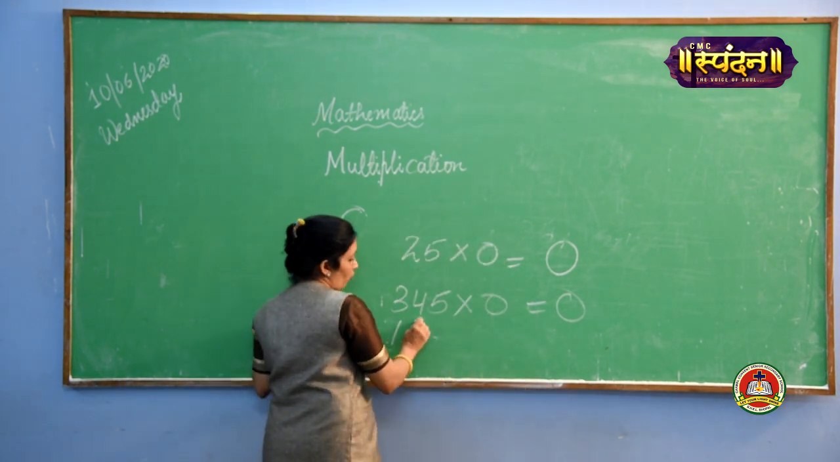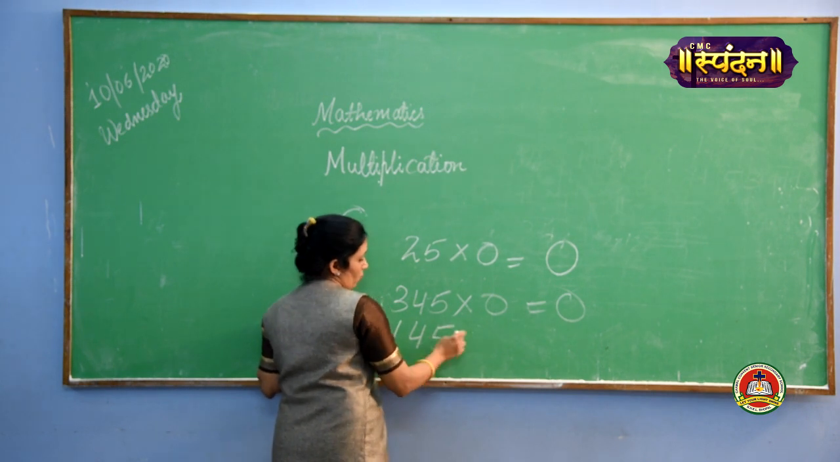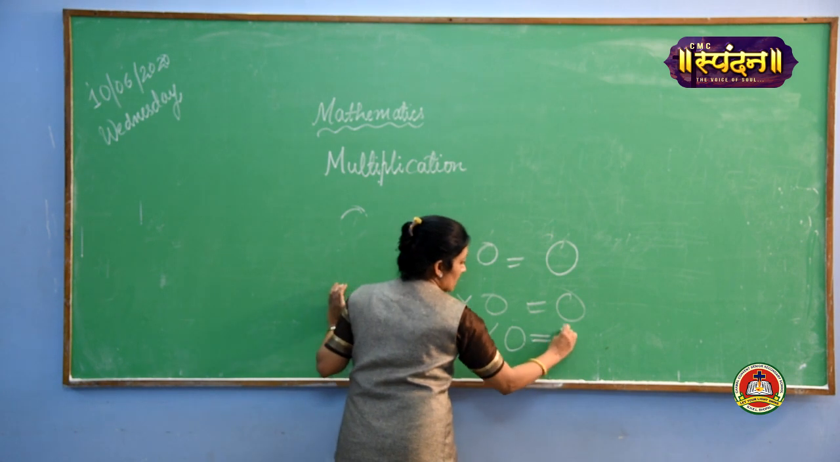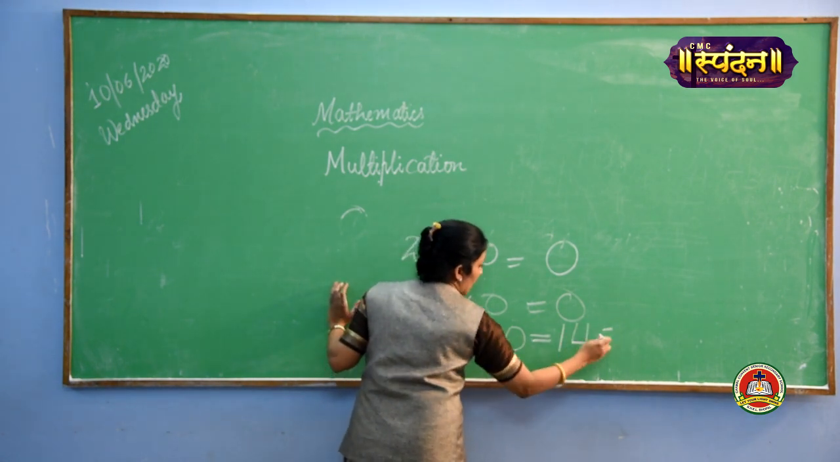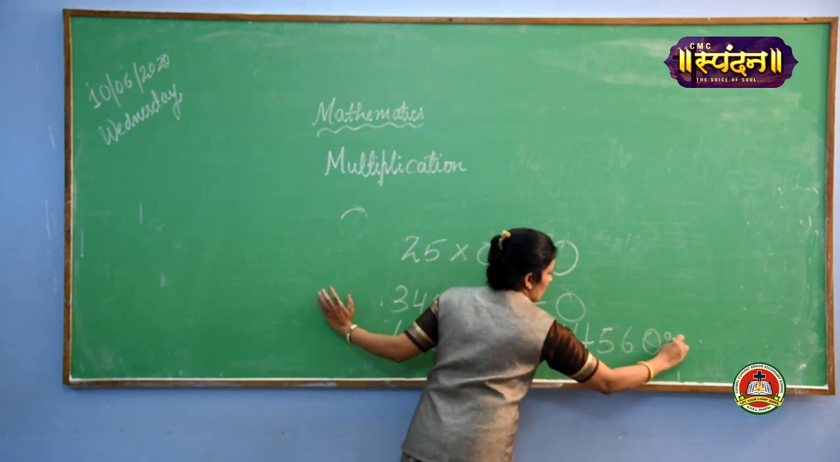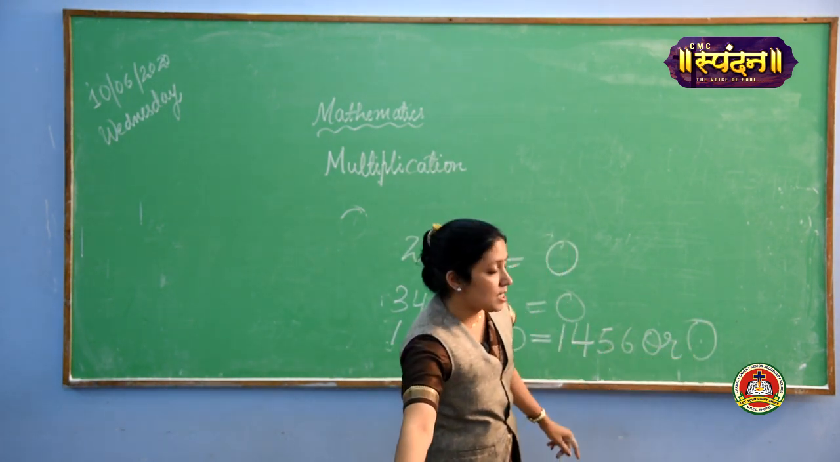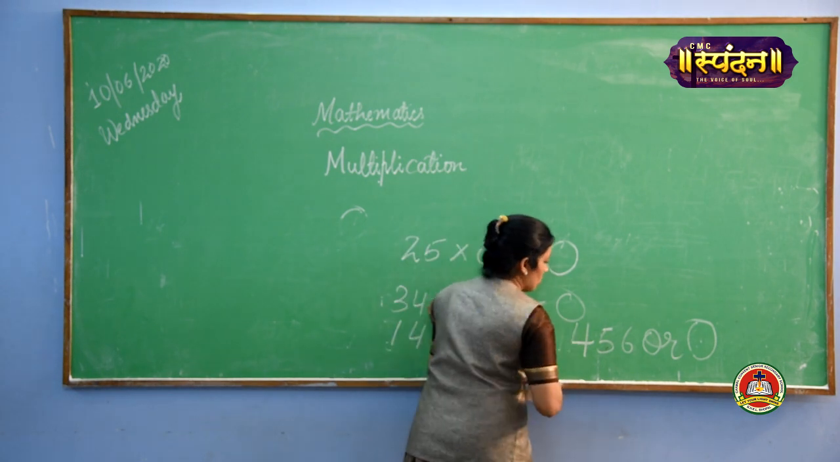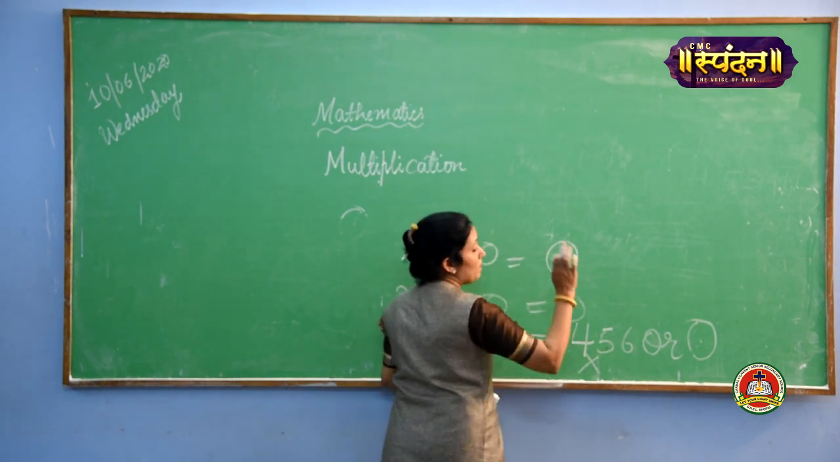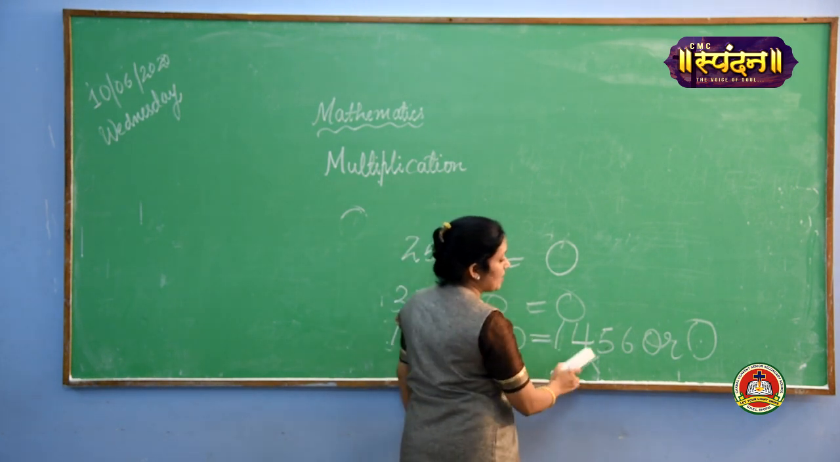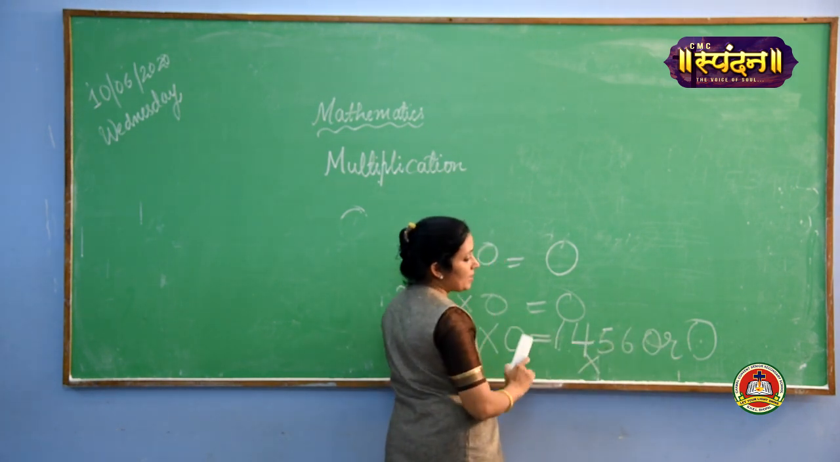Now I have a 4-digit number, 1456, multiplied by 0. Will it give me 1456 or 0? Tell me which is the correct answer. This one or this one? It's 0. So this one is wrong. That would only be possible if we were multiplying with 1. So my correct answer is 0.